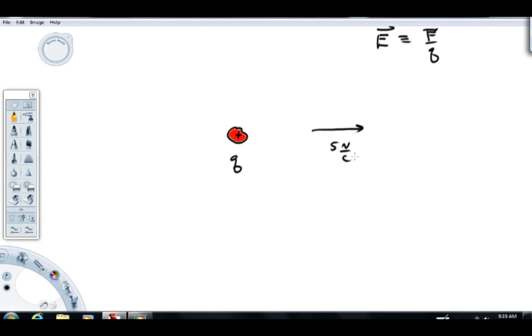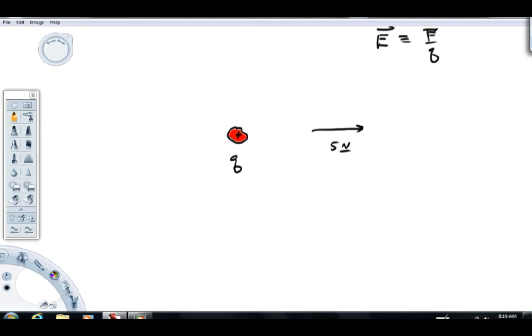5 newtons per coulomb. Now, how would I calculate that other than that example? Well, the electric field is equal to kq over r squared. So in this example, presumably this charge would be whatever it needs to be, and this distance would be whatever it needs to be, so that when you calculated kq over r squared, you would get 5 newtons per coulomb. Now you notice that the electric field vector points to the right. Right? That's a consequence of how the electric field vectors are defined.